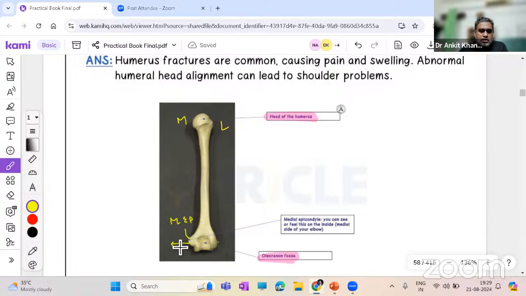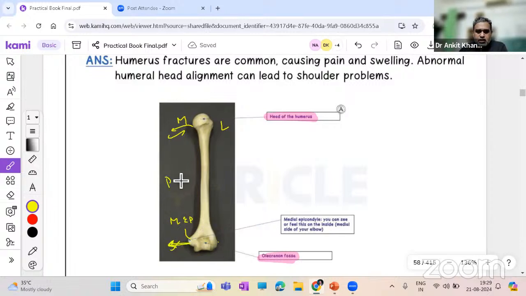You can just cross-check, or you can just confirm your knowledge that okay, if I'm saying the head is going medially, then the medial epicondyle should also be projecting more medially. So that confirms, okay, this is correct. And the olecranon fossa is on the posterior aspect.